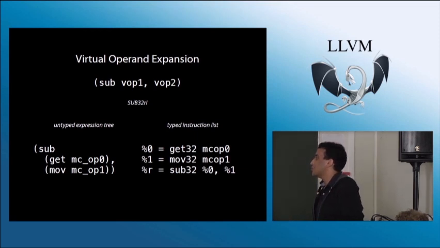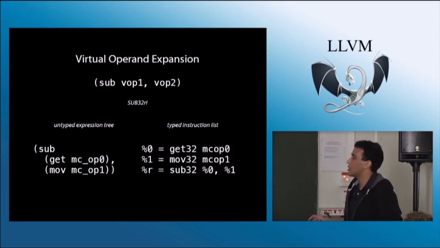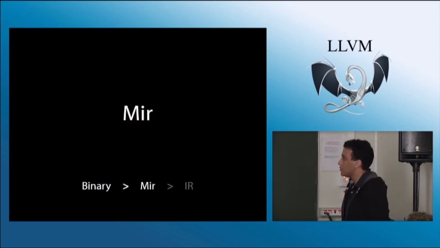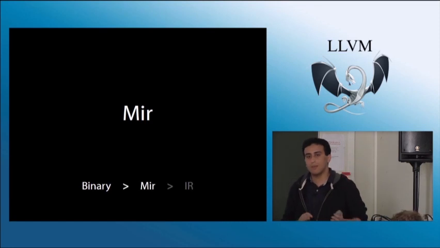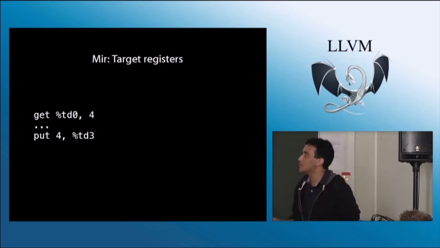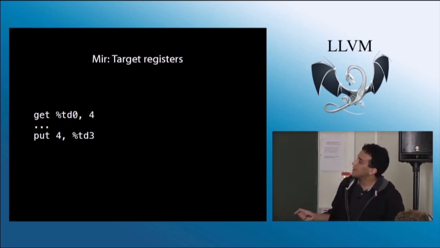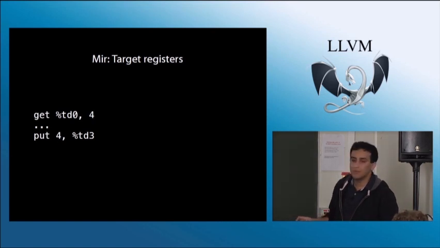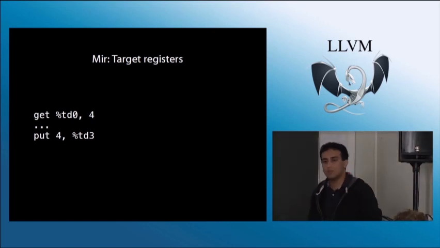What we have now brings us closer to LLVM IR. It's just a transformation from the untyped expression tree. We call this mirror code. Basically mirror code is the intermediate step between the binary and the IR. It's basically the same as IR, with a few differences. For instance, target registers. I talked about the get and put nodes. Get and put are a way to make the target registers available at the IR level.